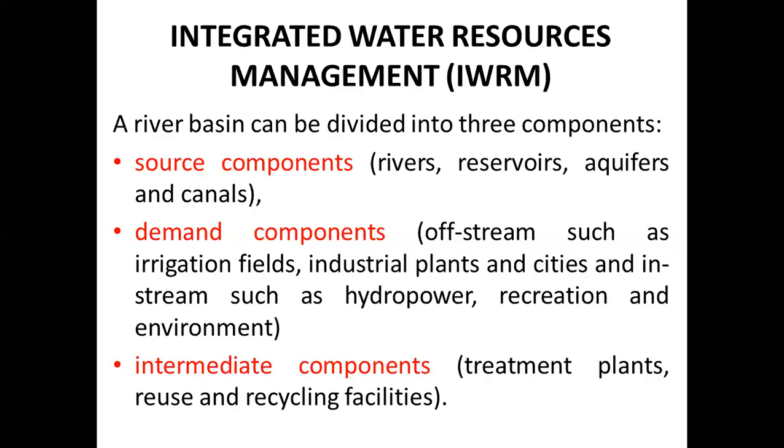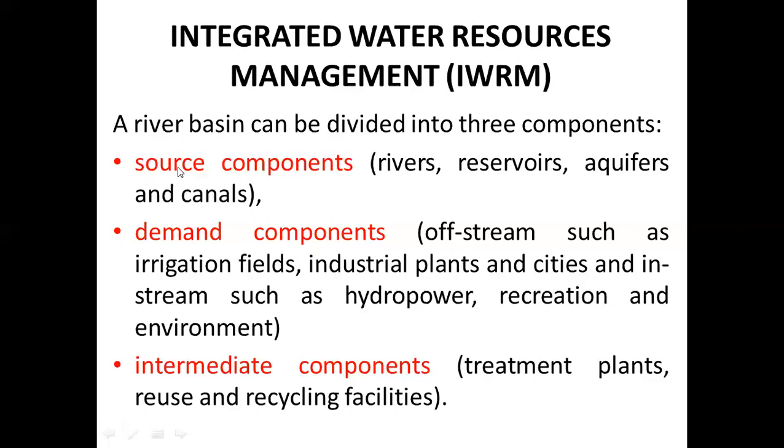The demand component includes the demand options, that is irrigation fields, industrial plants in cities, and in streams such as hydro power, recreation, and environment. And in addition to this, it is the domestic use of water. So all these are demands. This is the water available, and this is the demand requirement.